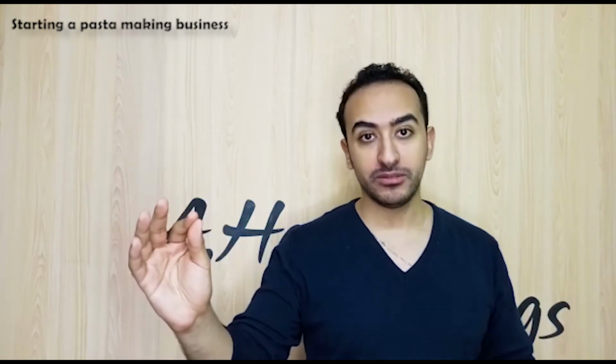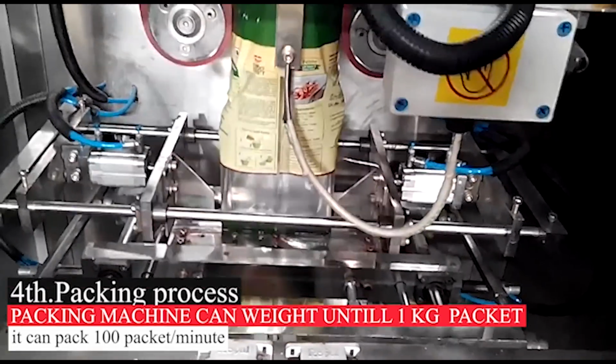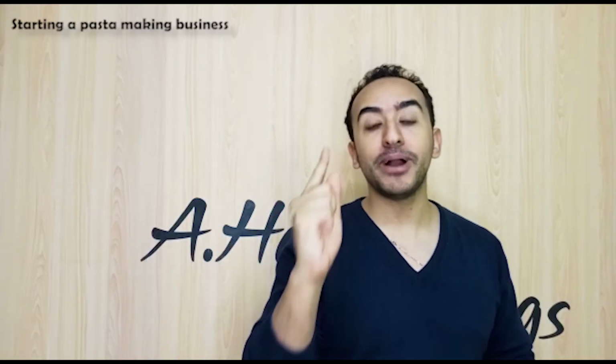So the fourth one is baking. You have to understand that the baking machine can handle from 1 gram to 1000 grams as a baking weight. Okay, which is 1 kilo. And it can pack 100 packets per minute.